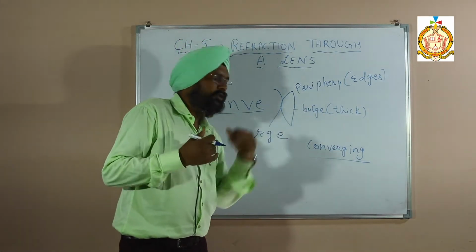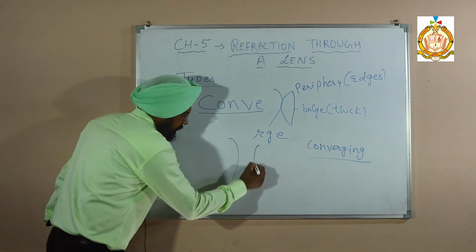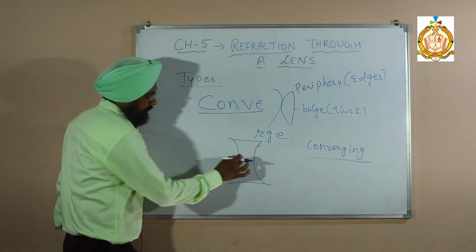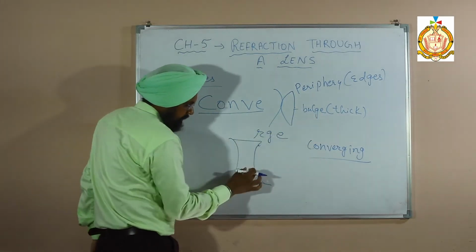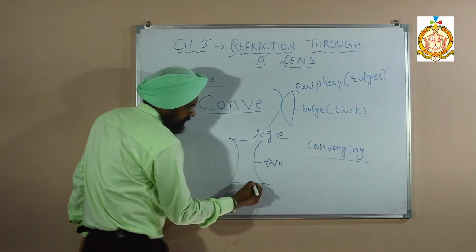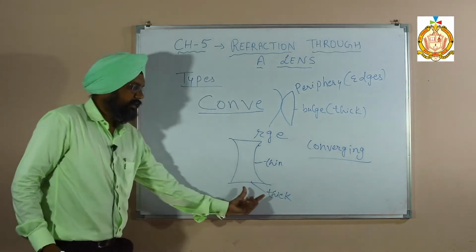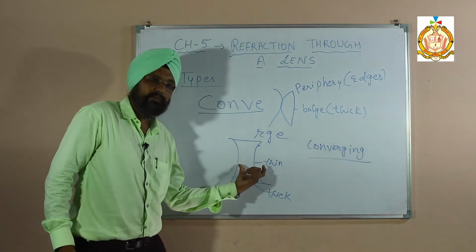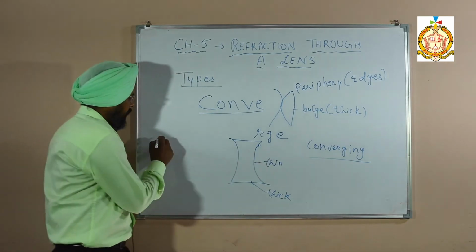Next we have the concave lens, which is opposite to the convex. A concave lens looks like this. It is thin at the center and thick at the periphery, or thick at the edges. Is it clear? So this is a concave lens.